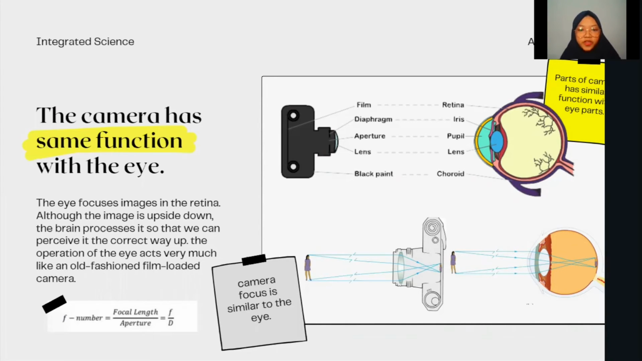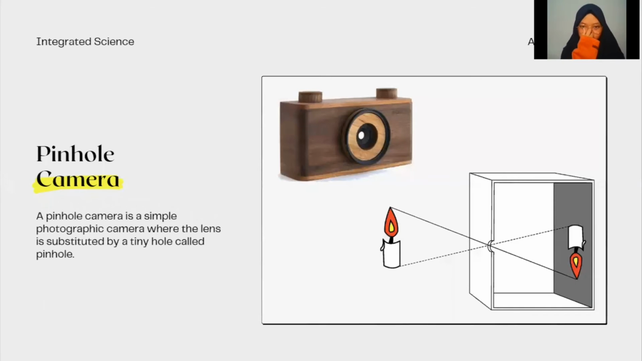So the camera focuses similar to the eye. You can see here is the image, and the camera results in an inverted image, just like the eye. And some parts of the camera have similar functions to parts of the eye: film is the same as the retina, diaphragm is the same as the iris, aperture is the same as the pupil, and the lens is the same as the lens in our eyes.